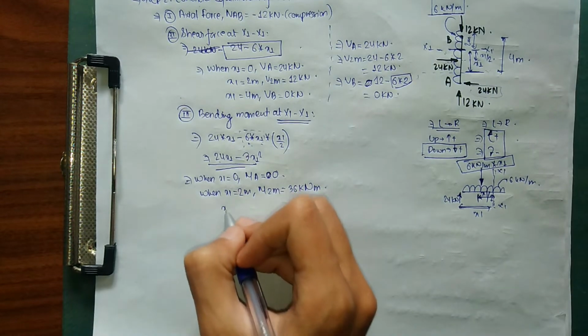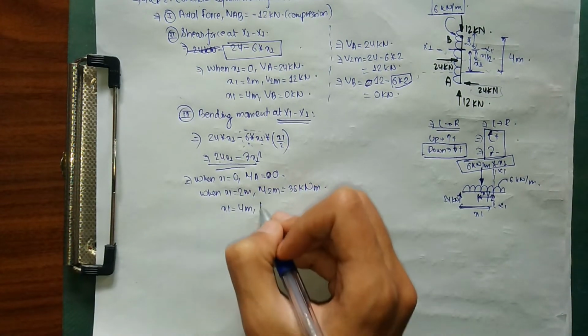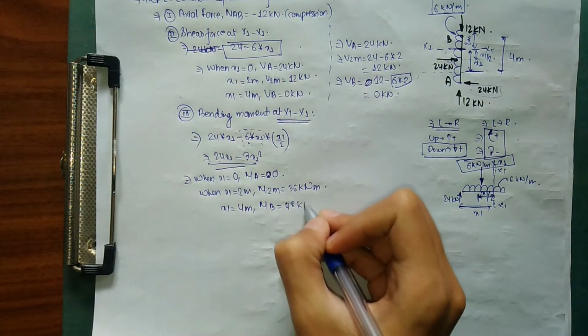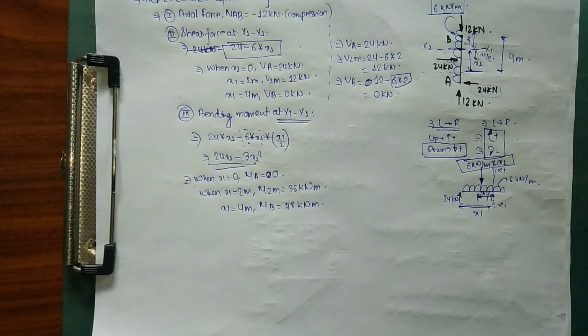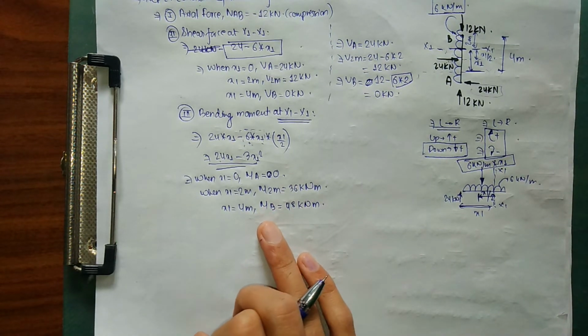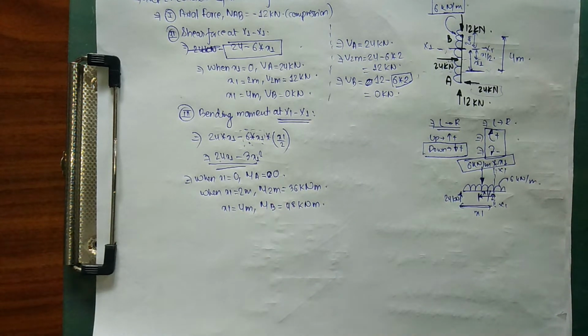And if I take my x1 as 4 meter, I'm going to get my moment about B, which is going to be this value. I'm going to get this value as 14 kilonewton per meter. So now after doing this, I have got my moment about B. So now I need to update my figure. This is a really important part.